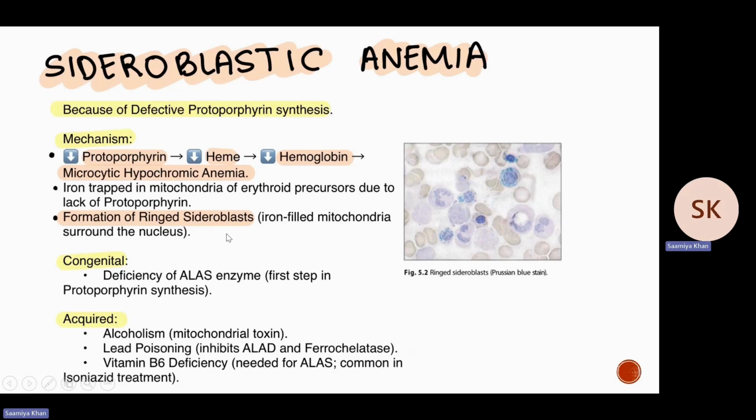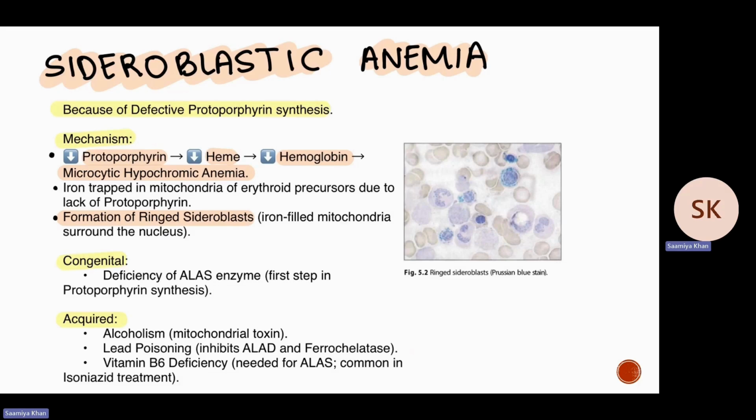Without enough protoporphyrin, iron will get trapped in the mitochondria of erythroid precursors, forming ringed sideroblasts, which are iron-filled mitochondria around the nucleus. The causes could be congenital or acquired. In congenital, we have deficiency of the ALAS enzyme that we know in the heme synthesis, which is basically the protoporphyrin synthesis, the first step.